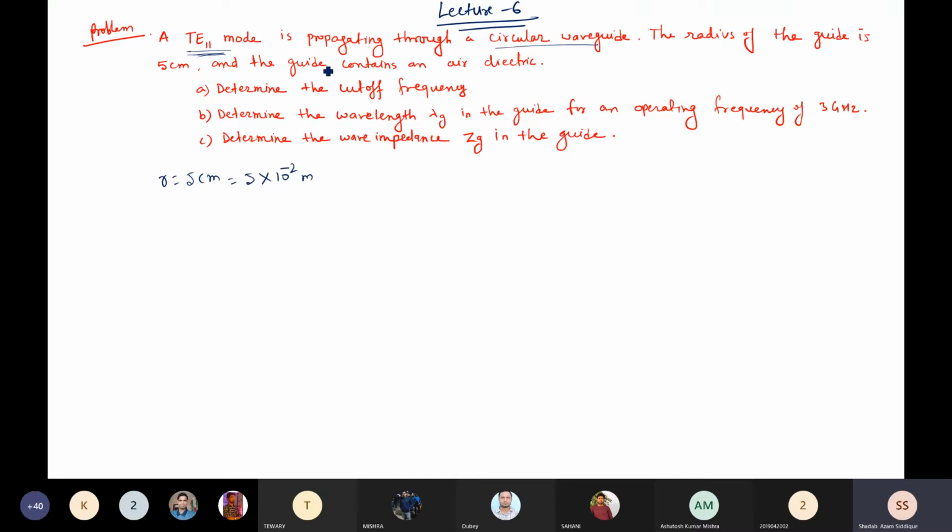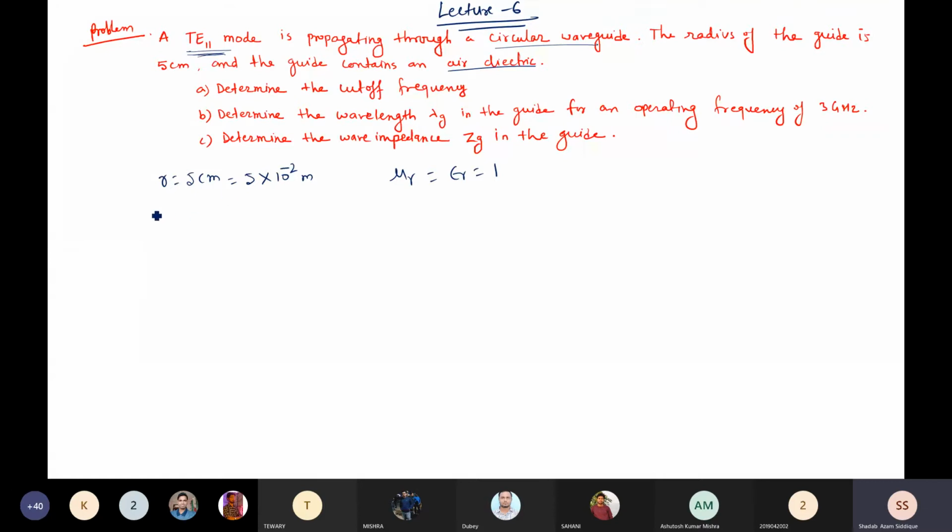Now you are asked to find, the guide contains an air dielectric. So the dielectric is given as air. So no need to worry about mu r and epsilon r, which are equal to 1. Now we need to determine the cutoff frequency. So we need to find out the cutoff frequency.